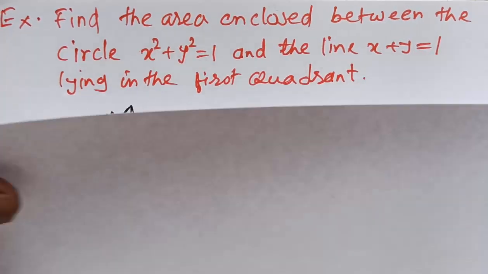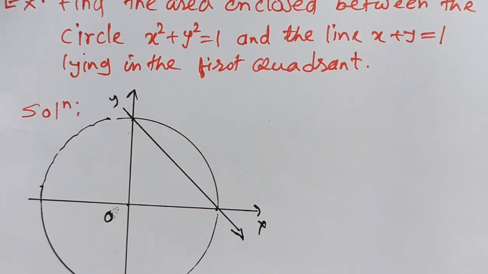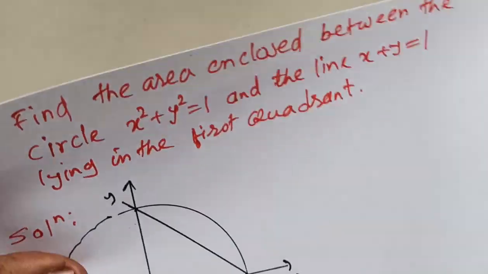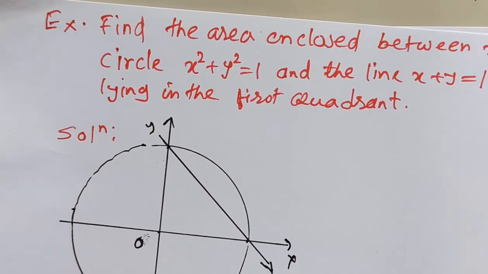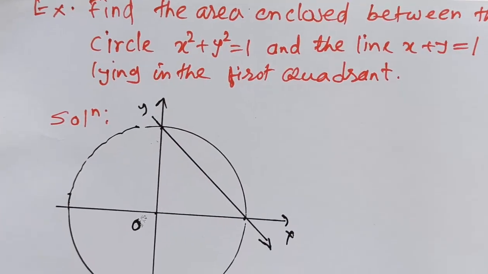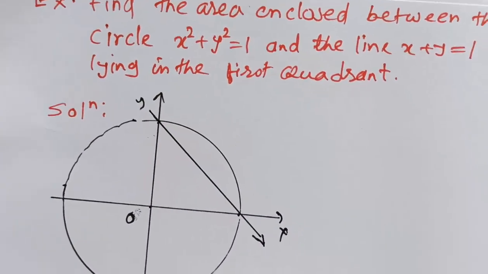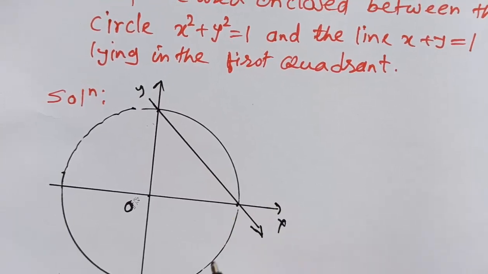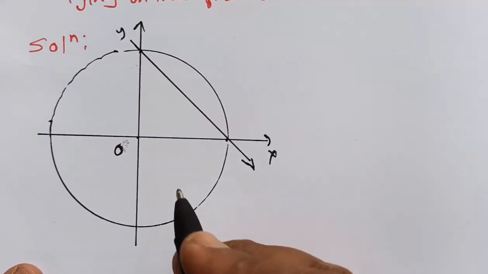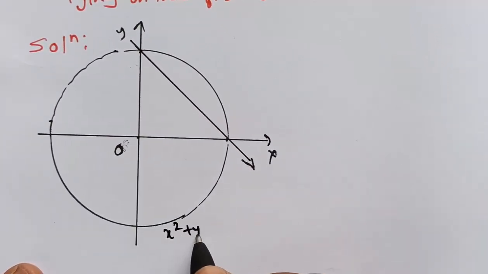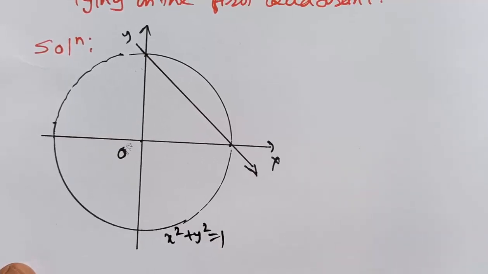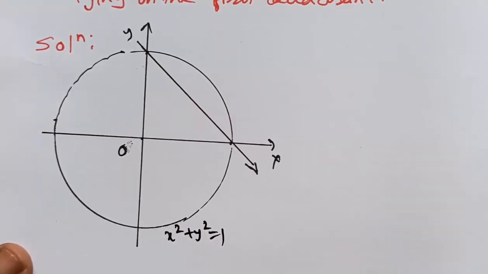Solution: here the circle is a standard circle. Its equation is x square plus y square is equal to 1. First we find the points of intersection of the circle and the line.